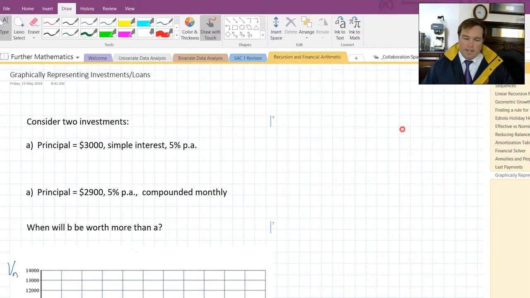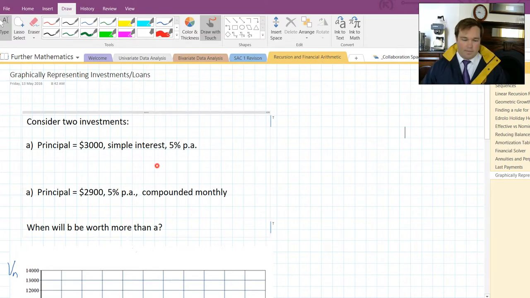Today we're going to look at investments and loans, but representing them graphically. So representing the total value of the investment and loan as a graph over time. There's two ways to do this. One way is to think about the rule, and the other way is to think about a recursion relation. Let's start off with looking at the rule. And the calculator comes in very handy here.